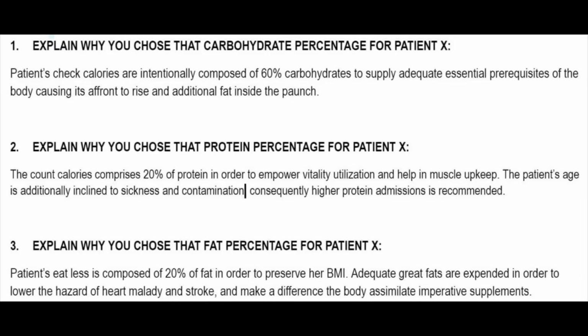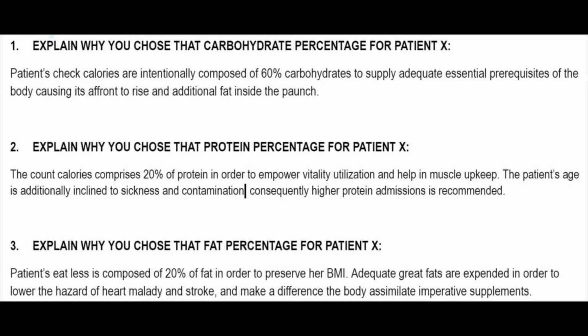Number 2, explain why you choose the protein percentage for the patient. So the total calories comprise 20% of protein in order to empower vitality, utilization, and help in muscle upkeep. The patient's age is additionally prone to sickness and infection, hence a higher protein intake is recommended.